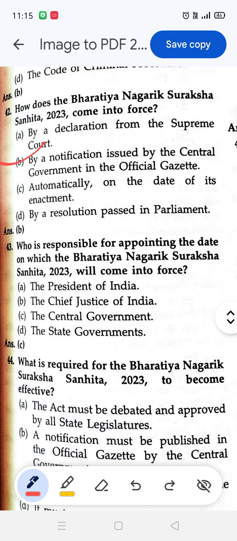Question number 43. Who is responsible for appointing the date on which BNSS will come into force? So option C is correct, the central government.